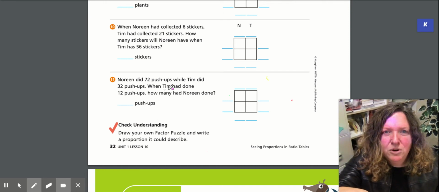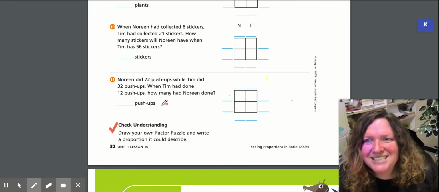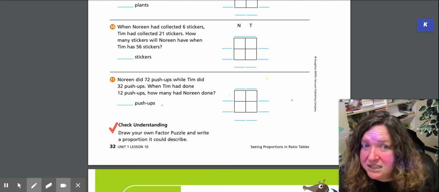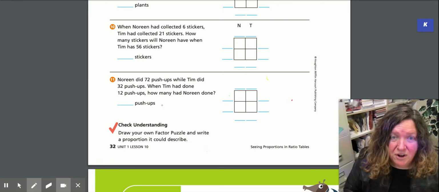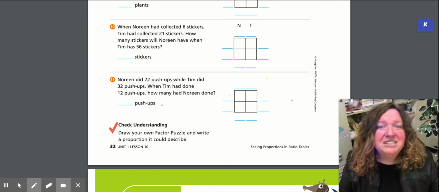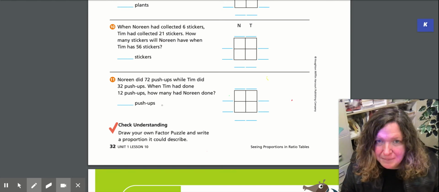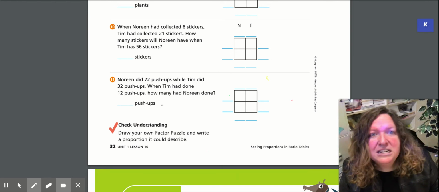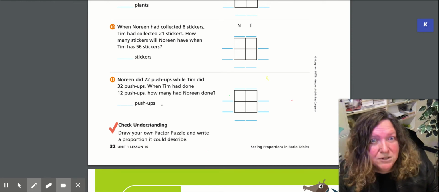Let's read one more thing about Noreen and Tim. Noreen, she does 72 push-ups. Man, I tell you what, that girl should be an American Ninja Warrior. That is a lot of push-ups. At the same time, while means at the same time. At the same time, Tim did 32 push-ups. So she kind of smoked him on this one.